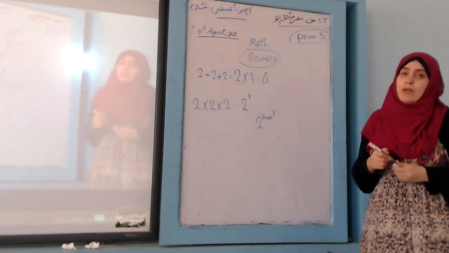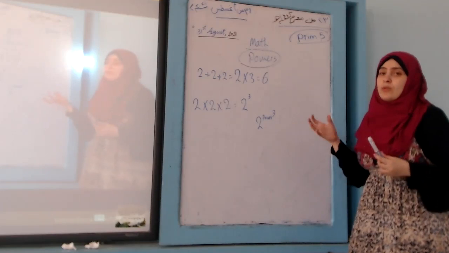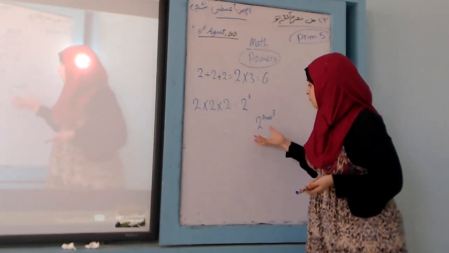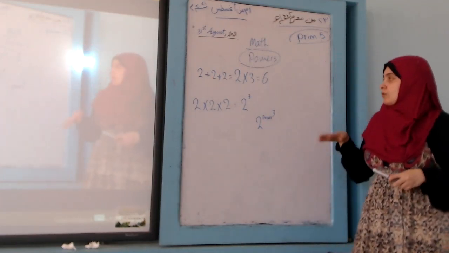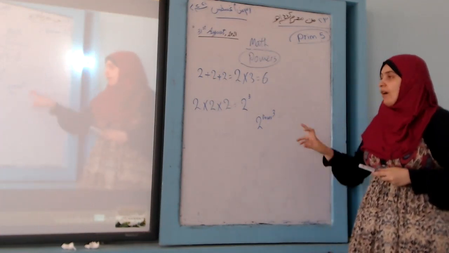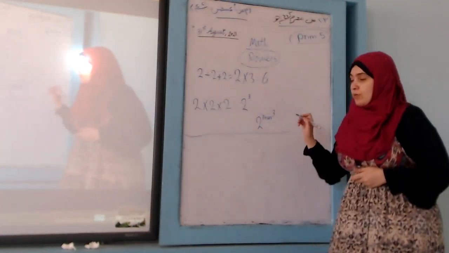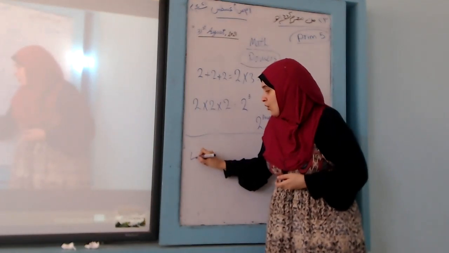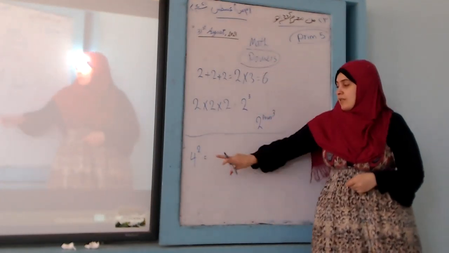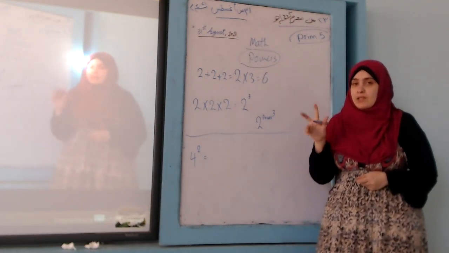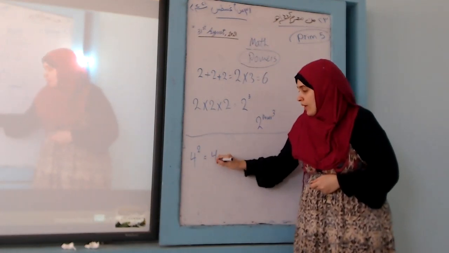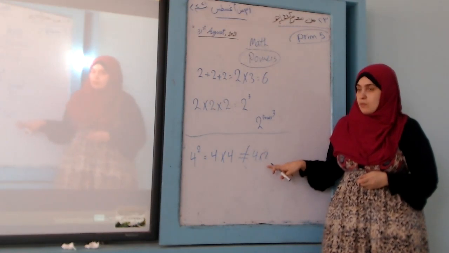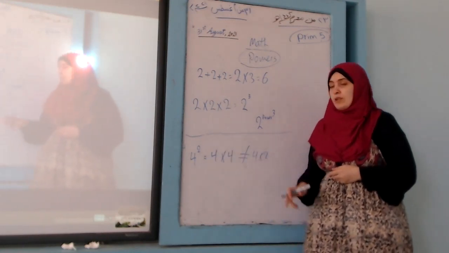In our lesson we will learn how to use powers, and how to add and multiply powers, and how to do every operation on numbers that have a power. First, we know that the power is the number of times of repetition. If I have 4 power 2, it means that number 4 is multiplied by itself 2 times. So 4 power 2 equals 4 multiply 4. It's not equal to 4 multiply 2. Don't make this mistake.